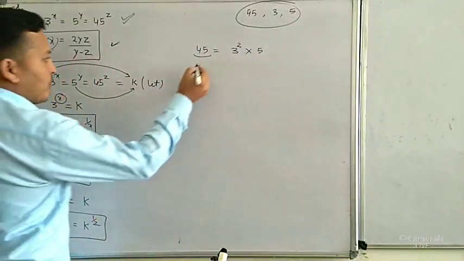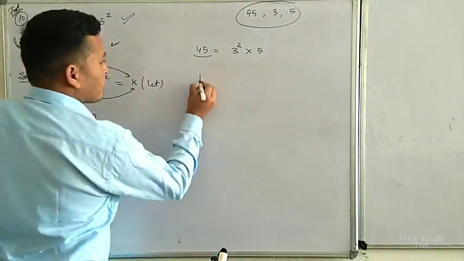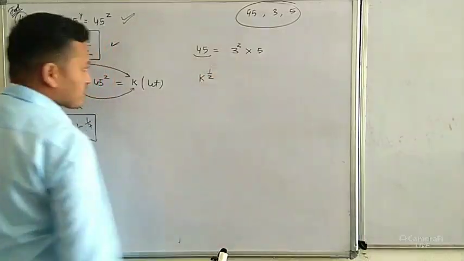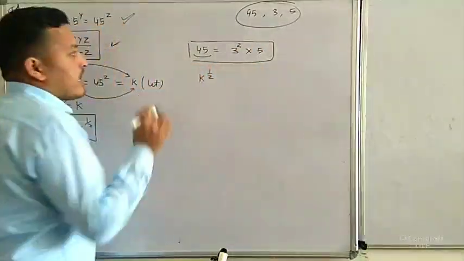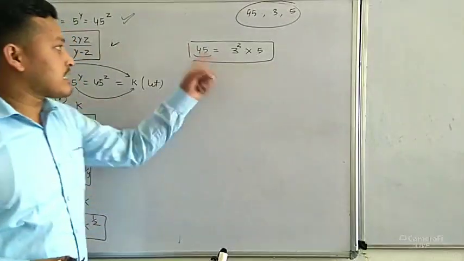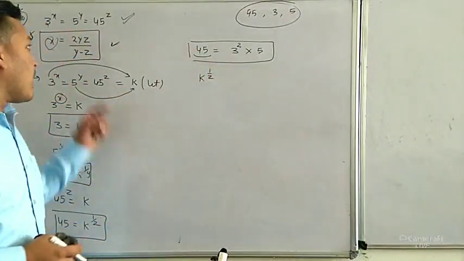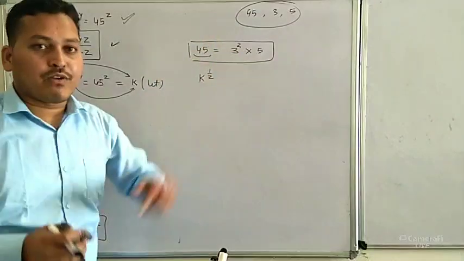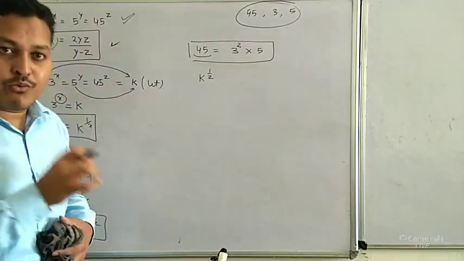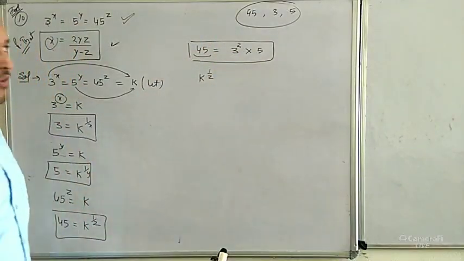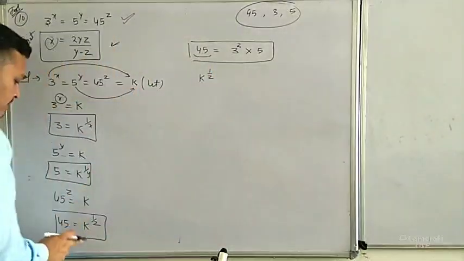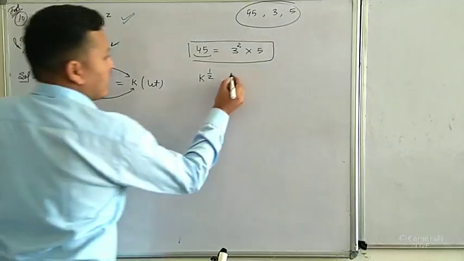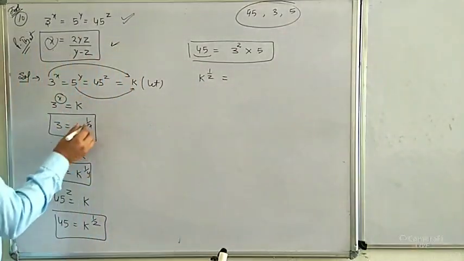So what is the value of 45? The value of 45 is k to the power 1 by z. Why did I make this relation? Do you understand why we need this relation here? Because we have to express 45, 3 and 5 in the same base and bring the relation in the form of x, y, z. Okay, so the value of 45 is k to the power 1 by z. Next, 3: what is the value of 3? 3 is k to the power 1 by x.